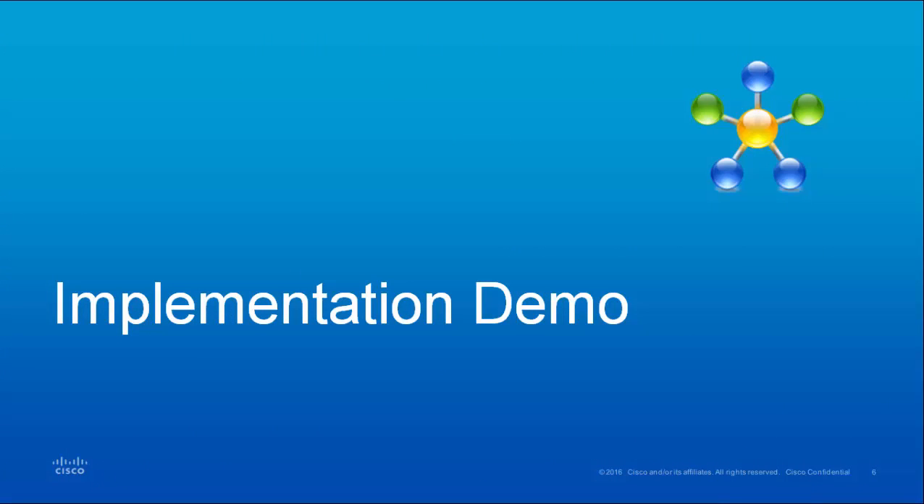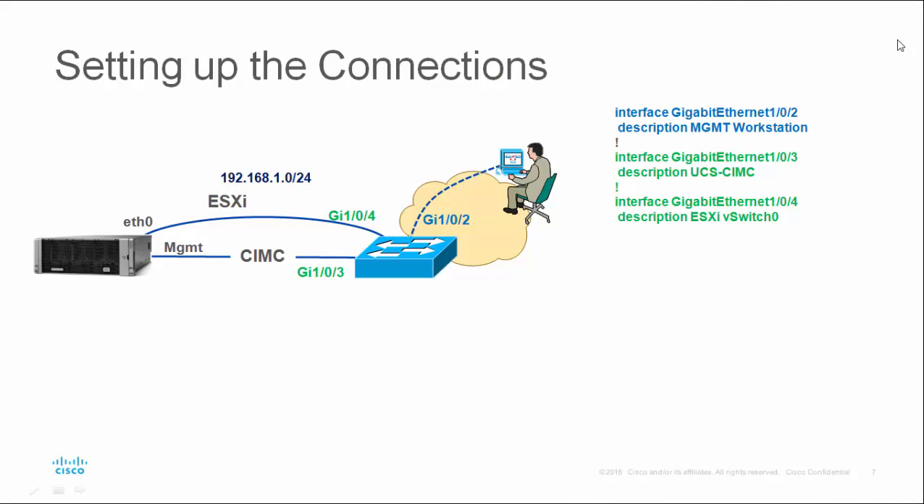Now let's examine the demonstration environment we'll be using in our video series. In our setup, we will be connecting to our UCS server through the depicted access switch. The graphic shows a dedicated connection for the CMC port connected to the Gigabit Ethernet 103 interface. A second link from the server provides for ESXi management and is connected to the switch's Gigabit Ethernet 104.